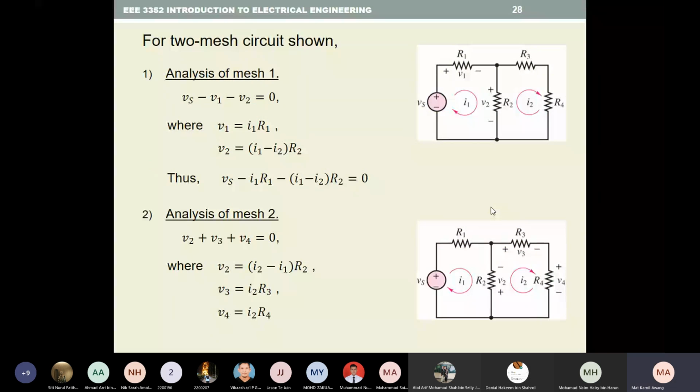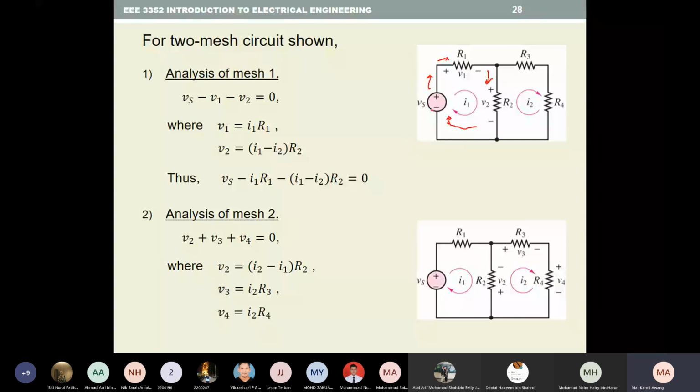So let's say you have these two meshes, okay, just now. For mesh one, you have Vs, okay. Current is basically going out from the positive terminal, and going into the resistor at the positive, going in here, positive, and back there. So that is the flow of I1.